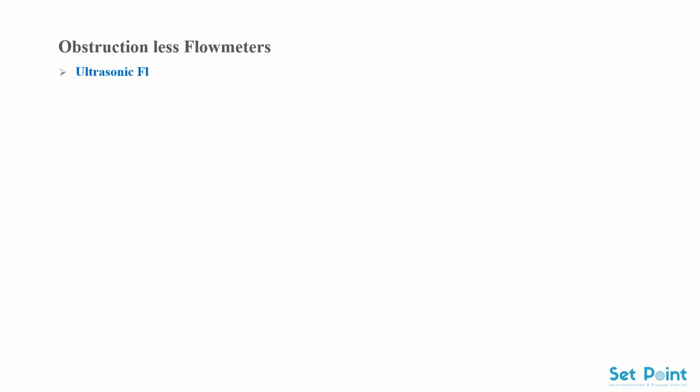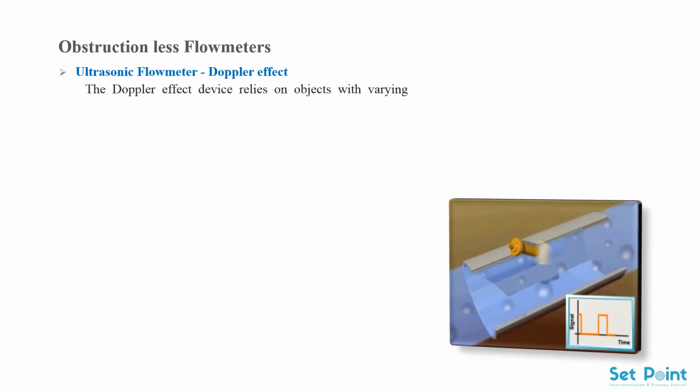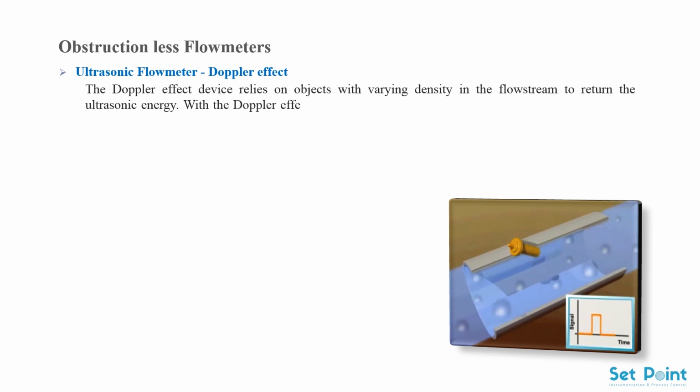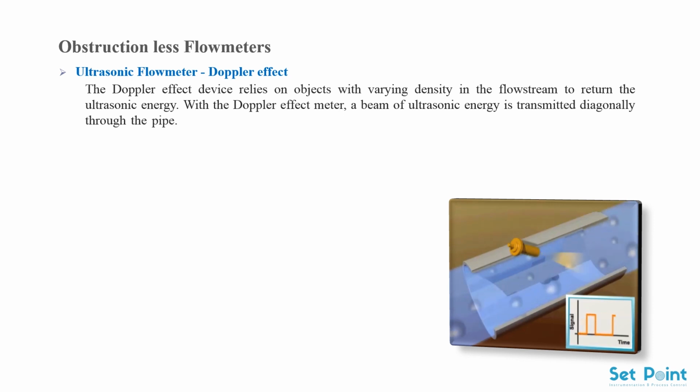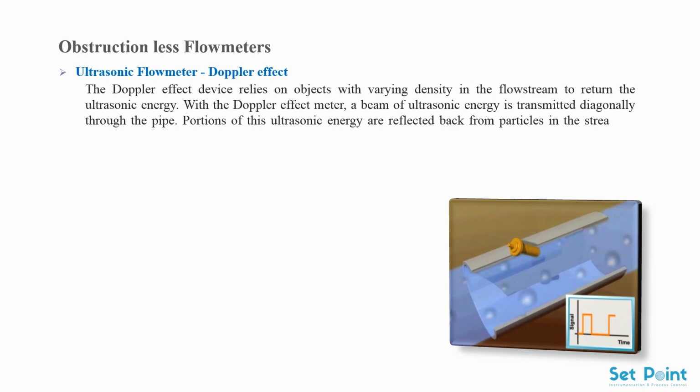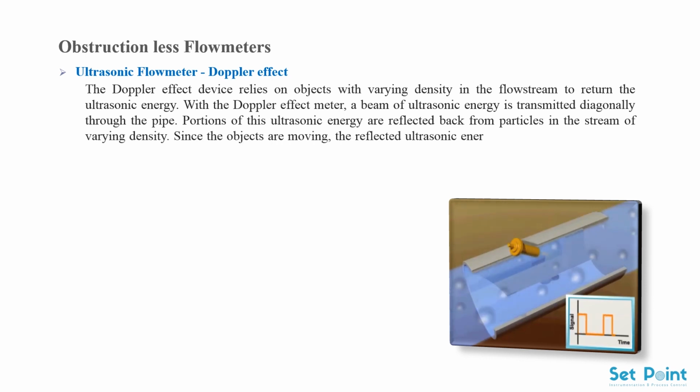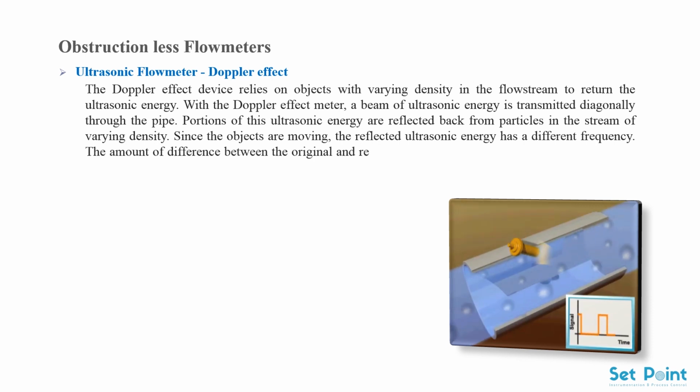Ultrasonic Flowmeter, Doppler effect. The Doppler effect device relies on objects with varying density in the flow stream to return the ultrasonic energy. With the Doppler effect meter, a beam of ultrasonic energy is transmitted diagonally through the pipe. Portions of this ultrasonic energy are reflected back from particles in the stream of varying density. Since the objects are moving, the reflected ultrasonic energy has a different frequency. The amount of difference between the original and returned signals is proportional to the flow velocity.